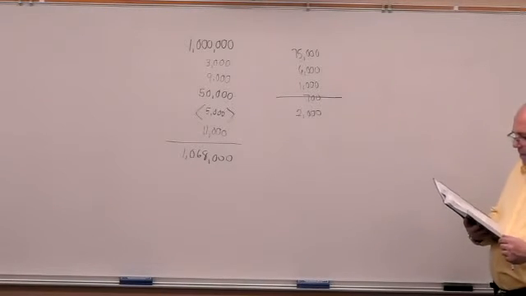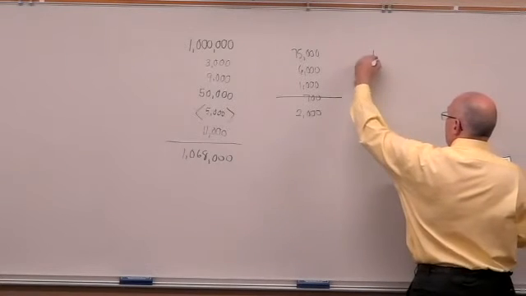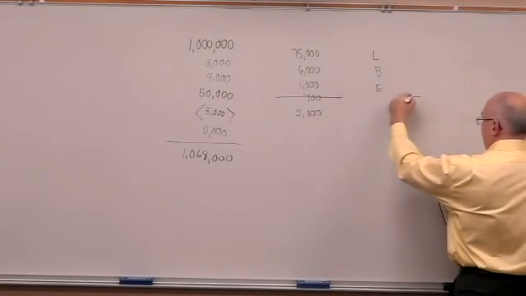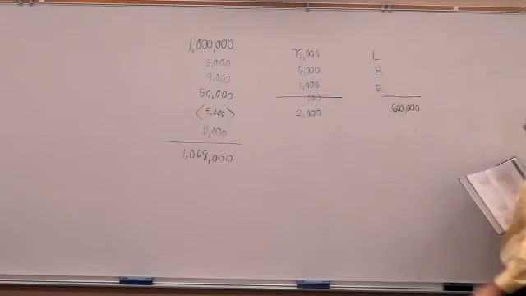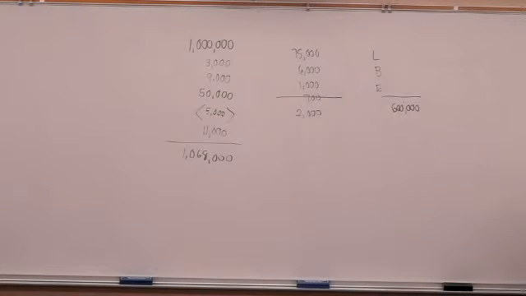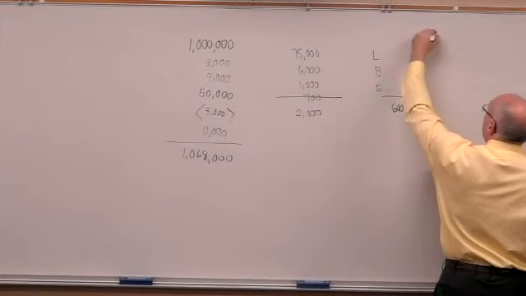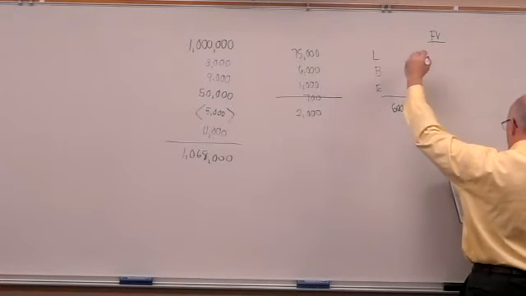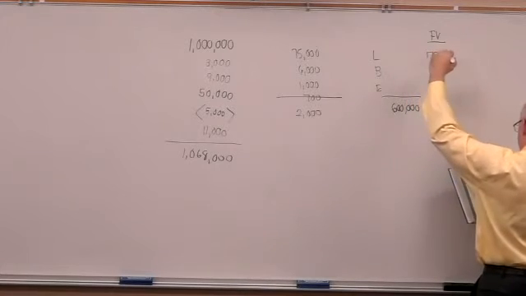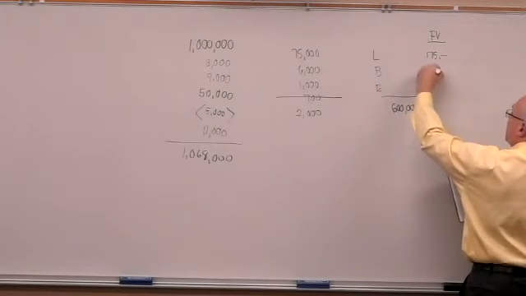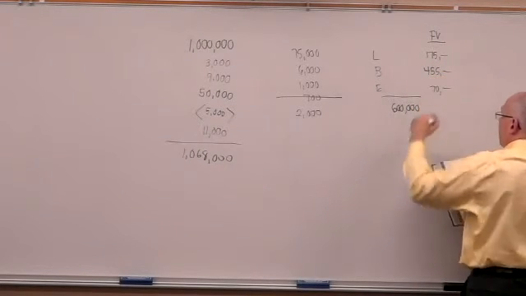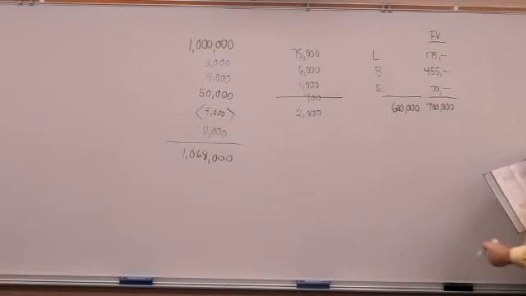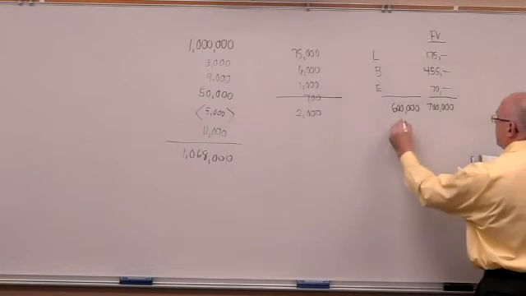Exercise 3, we get the basket purchase. They purchase land, building, and equipment for a total price of $600,000. The fair values are land, 175, building, 455, equipment 70, for a total fair value of 700,000. So how do we allocate the purchase price to the sum of the fair values?